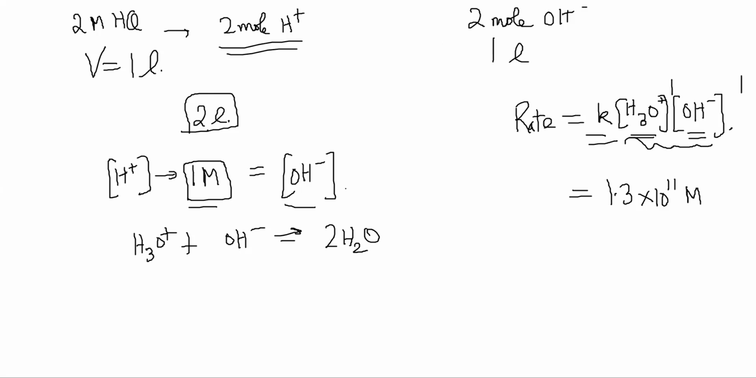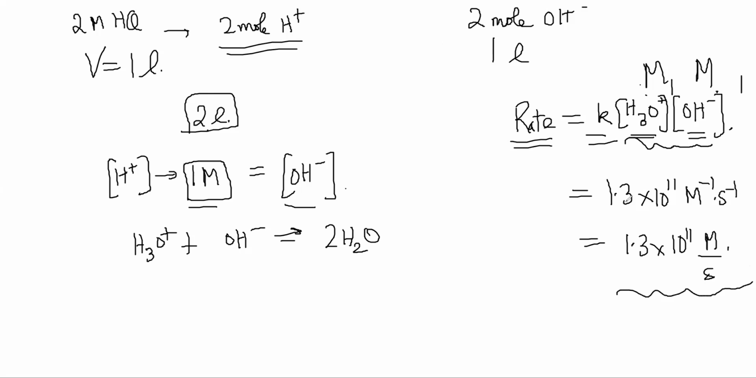What is the unit? Per molar per second. The molar will cancel here: this is M to the minus 1 second to the minus 1, so when it cancels it becomes molar per second. That will be the correct unit of a rate. So 1.3 into 10 power 11 molar per second. This reaction happens very fast, super fast.